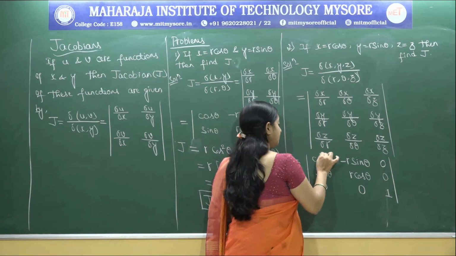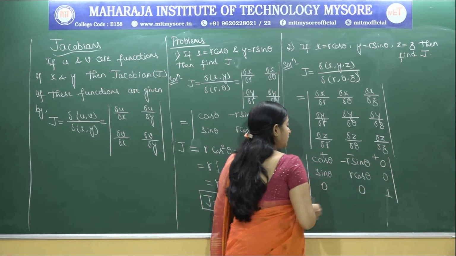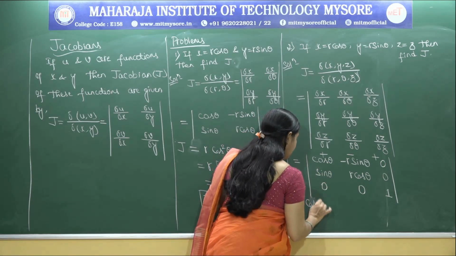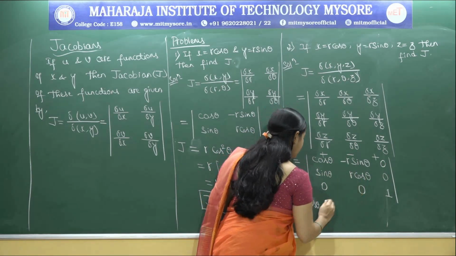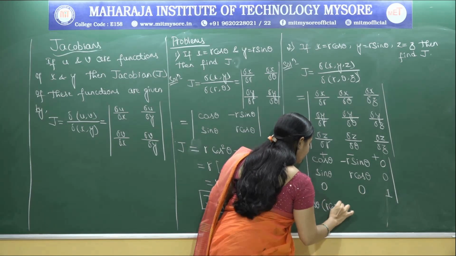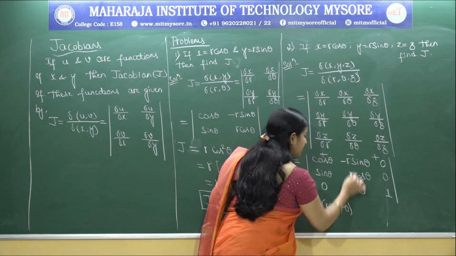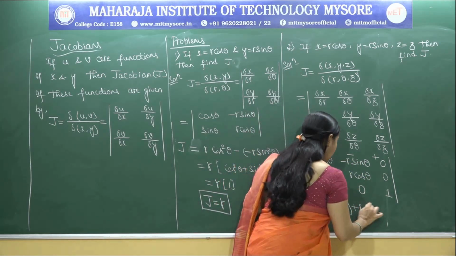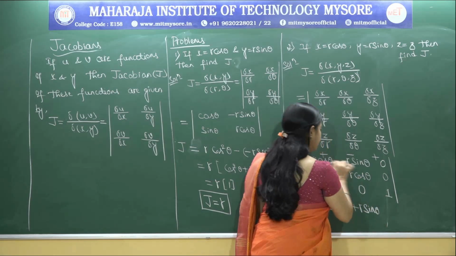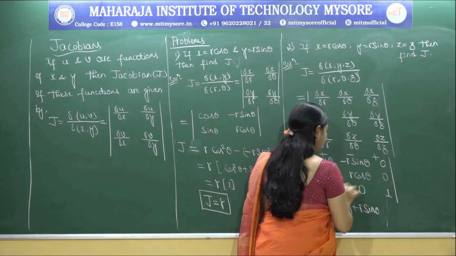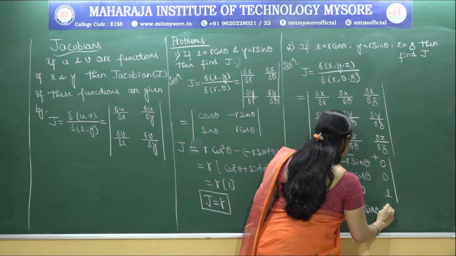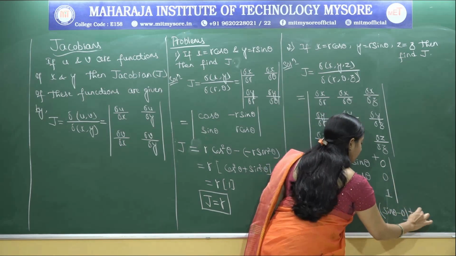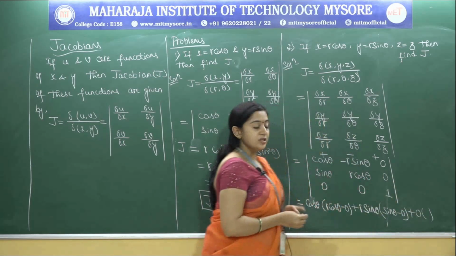Expand the determinant with signs plus, minus and plus. So the first term, cos theta, delete the corresponding row and column, take the determinant for the remaining terms, you will get cos theta minus 0. Similarly, second part, you have the negative and negative will give the positive sign. Next, r sin theta, delete this row and this column, take the determinant for the remaining terms, you will get sin theta minus 0. Last one, you have the 0, so you will not get any terms.